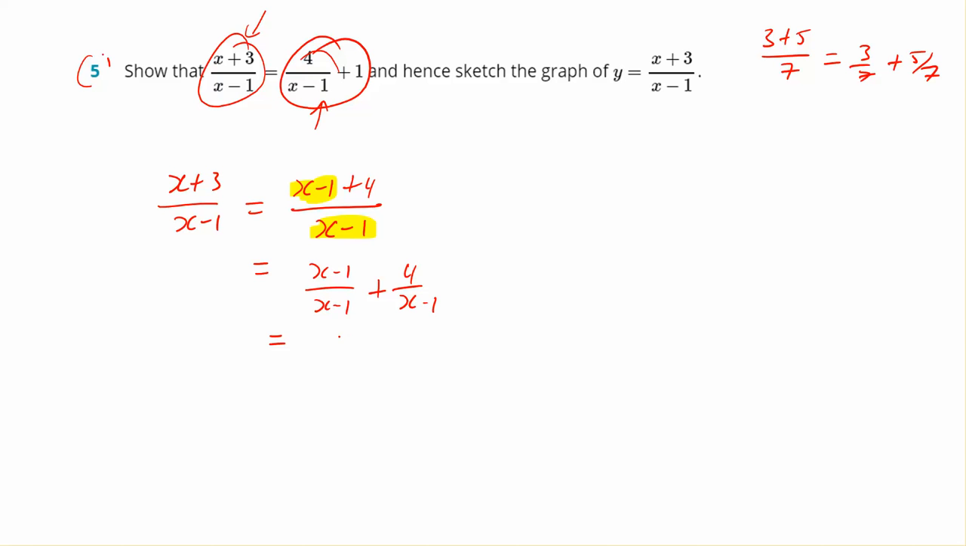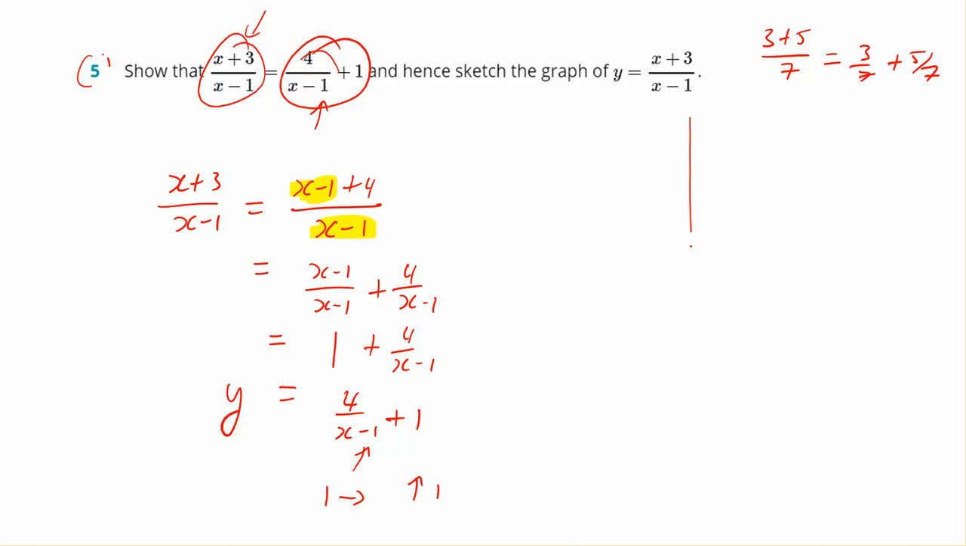So (x minus 1) on (x minus 1) is equal to 1. You've got 4 over x minus 1, and as they've written it, 4 over x minus 1 plus 1. Okay, great, we've got our equation. We want to sketch the graph of it. So we can see the graph has moved 1 to the right and 1 up.